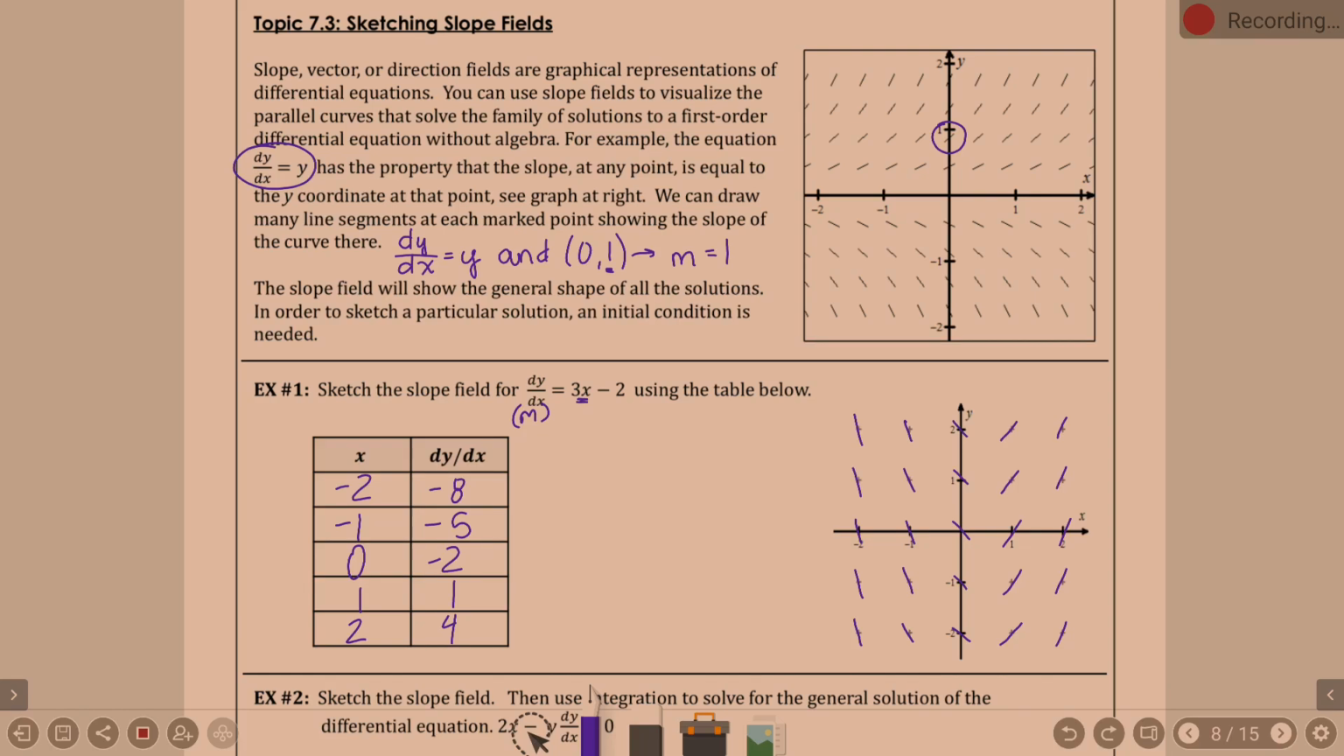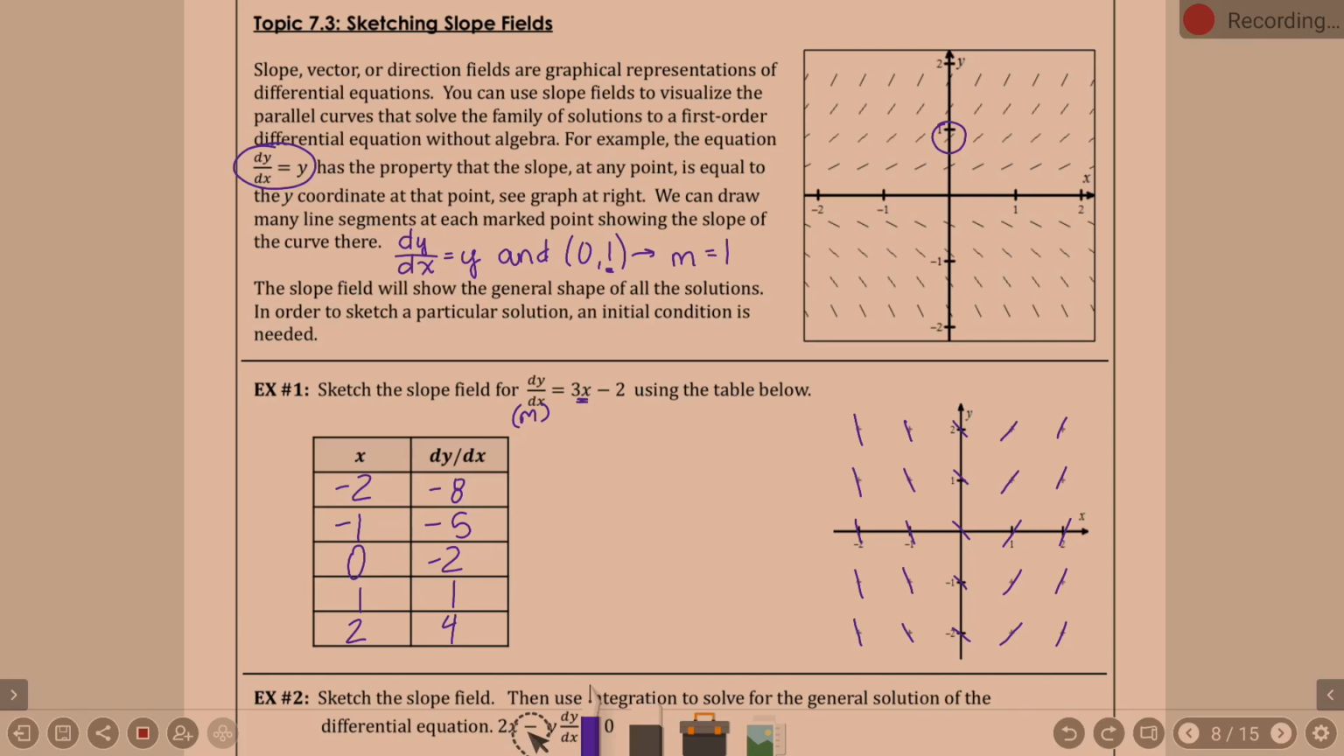Any thoughts on what a curve would look like here? Could it maybe be a parabola of some sort? Okay, exactly. We don't know for sure until we do an integration, but keep in mind, if this is 3x minus 2, and you integrate 3x minus 2, it's going to become an x squared, isn't it? So this represents a family of curves that are parabolas.